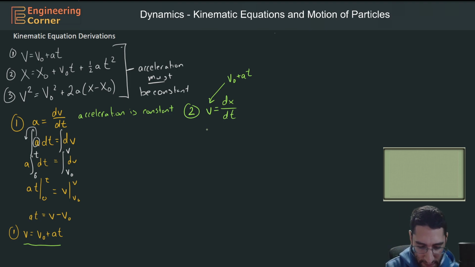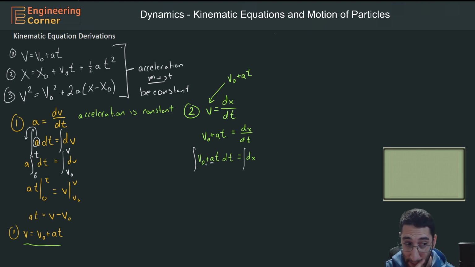So if I put that into this equation, v naught plus a t is equal to dx dt. And what I want to do is separate and integrate. So if I separate and integrate, I'll have that v naught plus a t times dt is equal to dx. And let's figure out the bounds of integration. Now, I can't bring acceleration out right here.